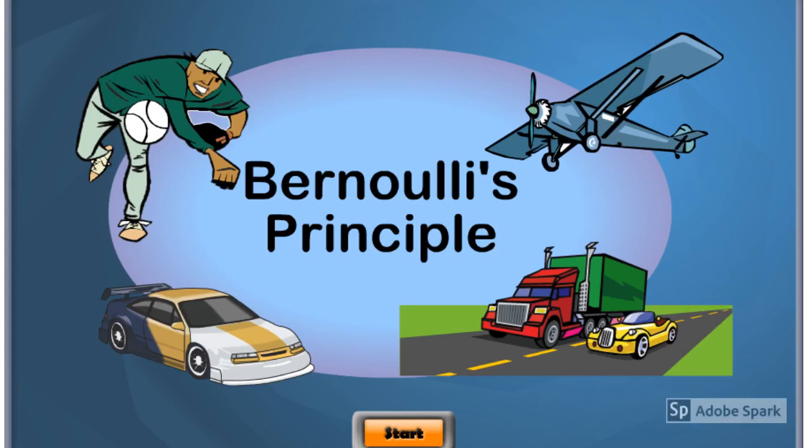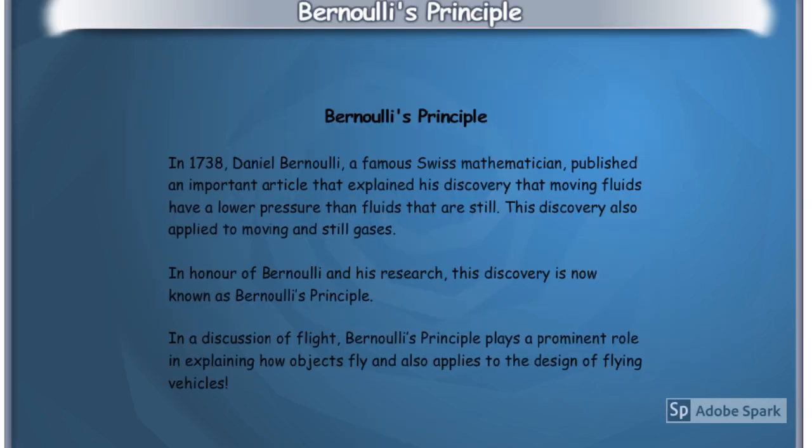Bernoulli's principle. In 1738, Daniel Bernoulli, a famous Swiss mathematician, published an important article that explained his discovery that moving fluids have a lower pressure than fluids that are still. This discovery also applied to moving and still gases. In honor of Bernoulli and his research, this discovery is now known as Bernoulli's principle.